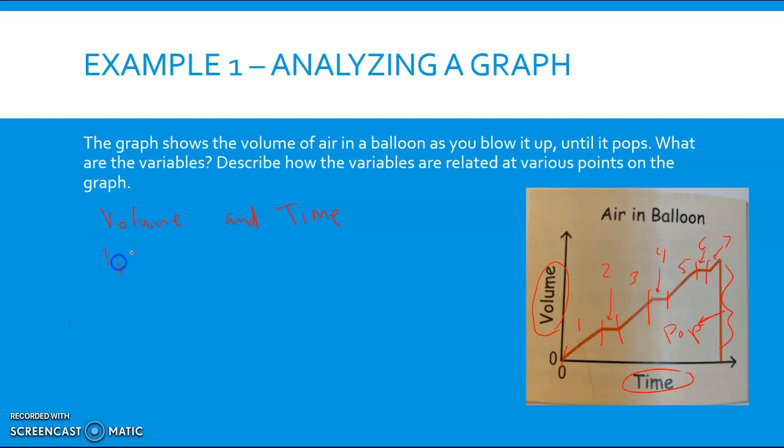So intervals 1, 3, 5, 7 could represent the balloon filling with air. All right, intervals 2, 4, and 6. You look at it and it just kind of flattens out, right? So 2, 4, and 6, it just kind of flattens out.